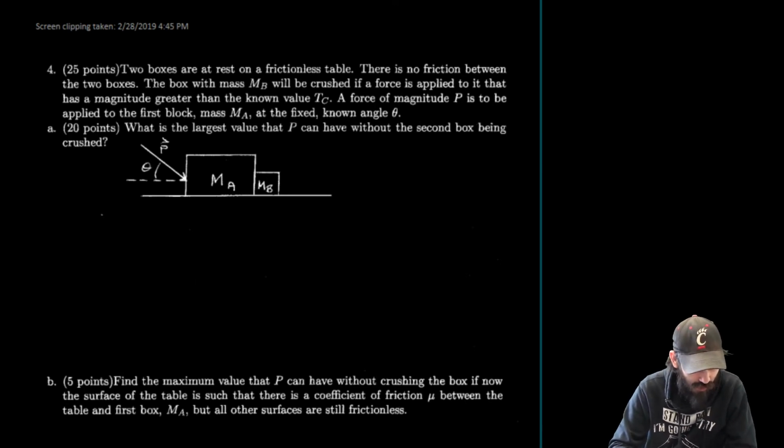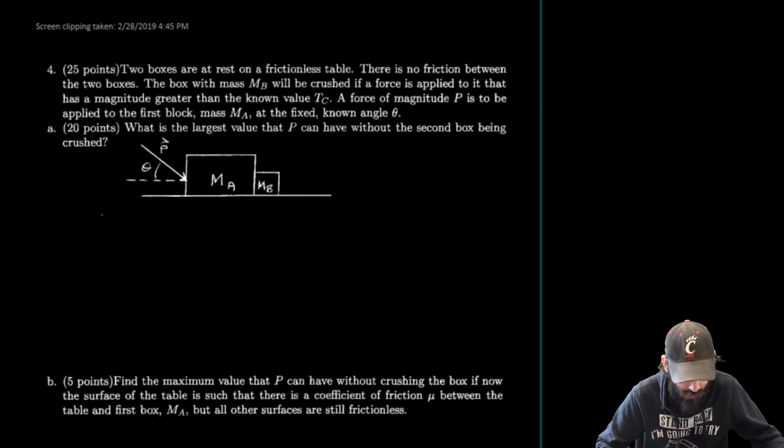And then we want to find the maximum value that P can have without crushing the box. If now the surface of the table is such that there's a coefficient of friction mu between the table and the first box, but all other surfaces are frictionless.